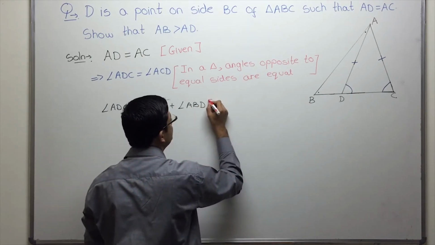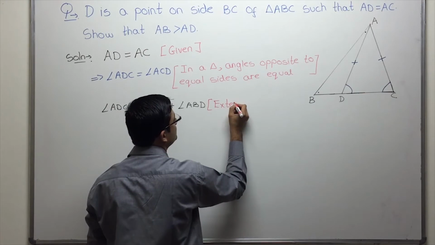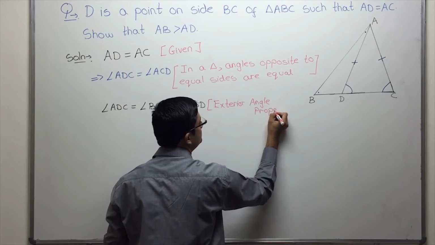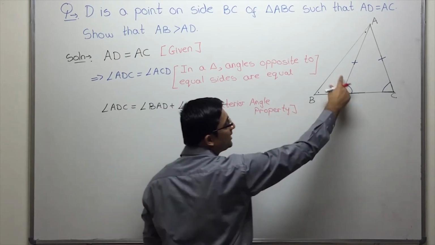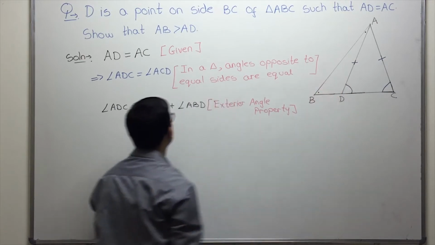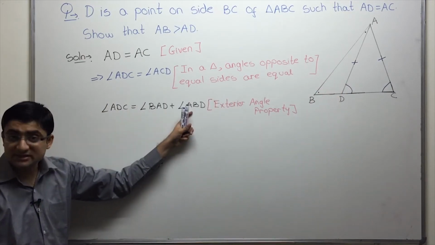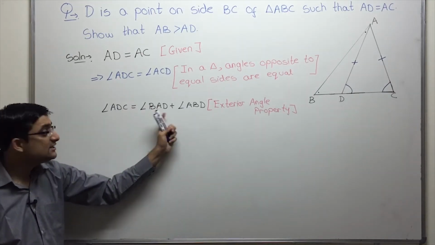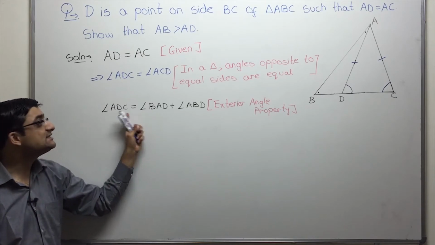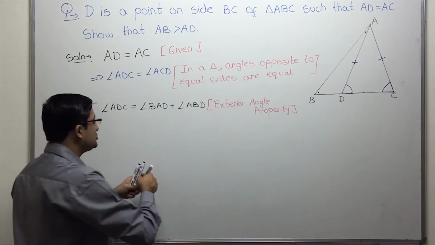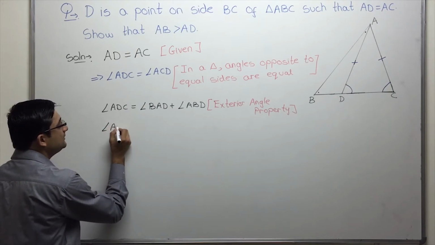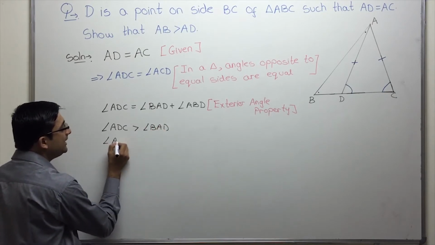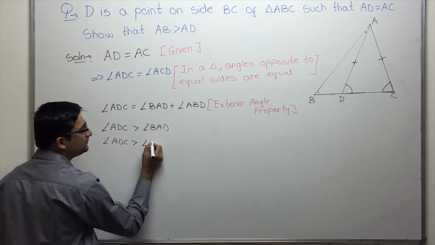So mention it. I repeat, exterior angle of a triangle is equal to sum of its interior opposite angles. So angle ADC is equal to this angle plus this angle. That means this angle over here is bigger than this and this angle is bigger than this. See, sum of two angles is equal to one angle. That means this angle is individually bigger than both these angles. So I can say angle ADC is greater than angle BAD. Similarly, angle ADC is greater than angle ABD.